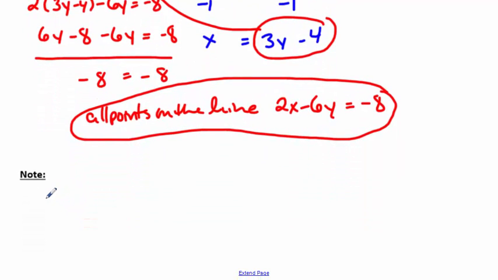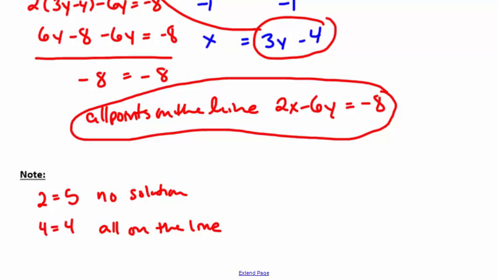For our note right here, we'll remind ourselves that something such as 2 equals 5, when it's not true, is the no solution case. And something like 4 equals 4, where it is true, is the all points on the line case. Let's look at the next page.